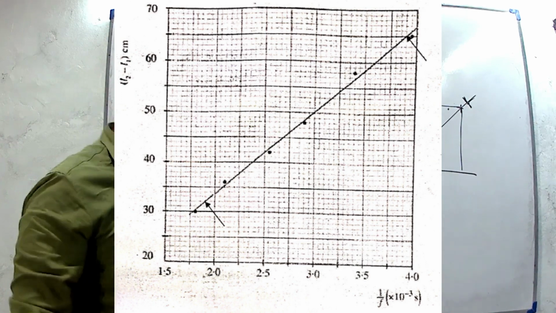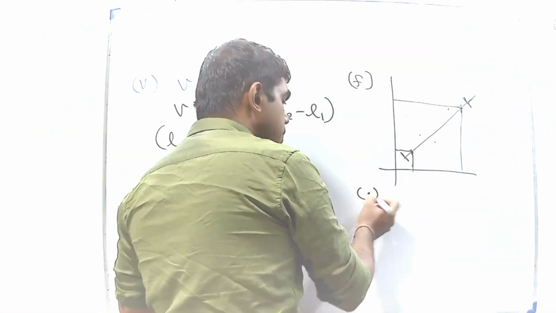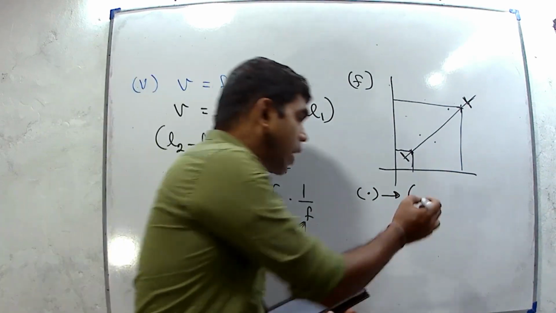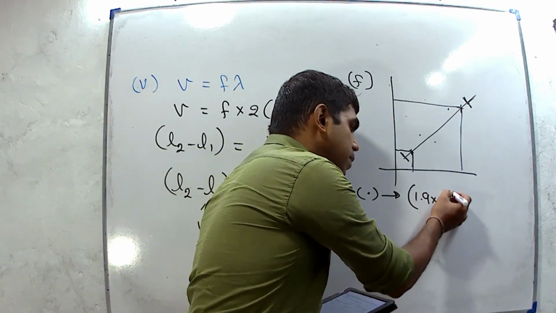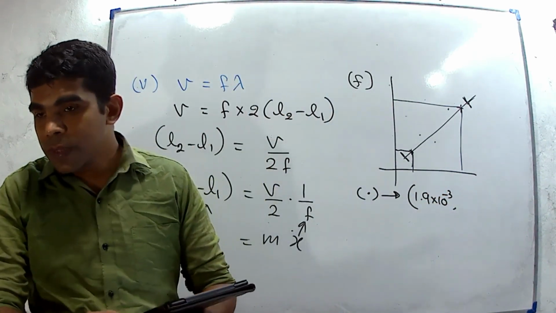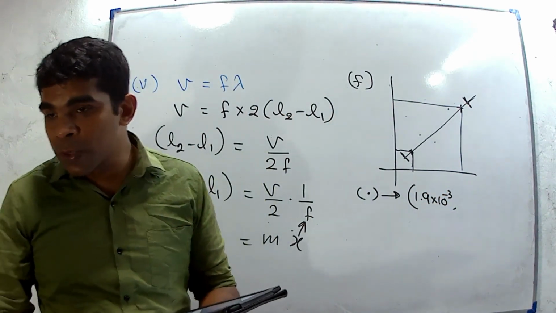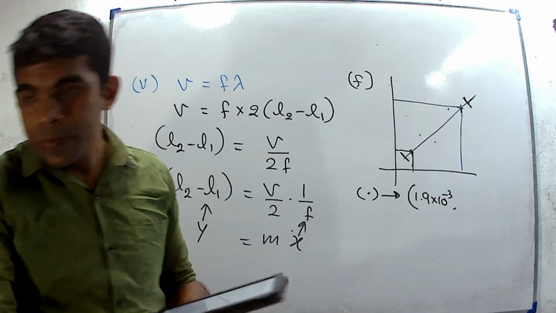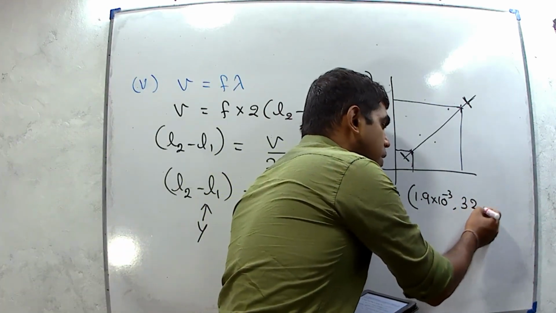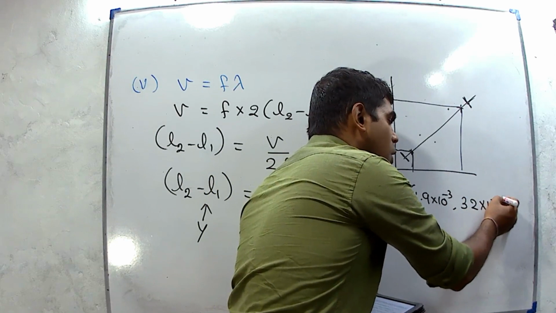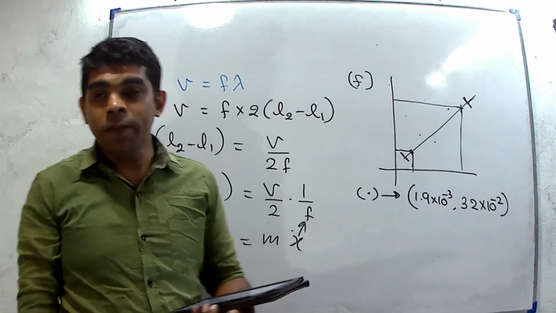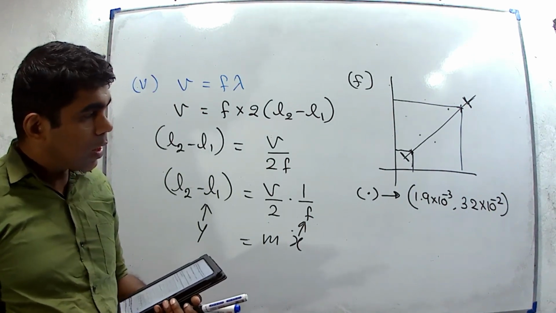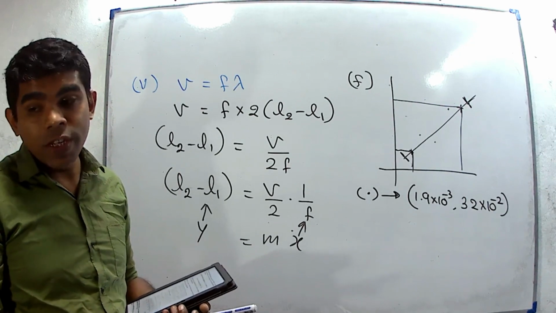Then we have to consider the first point: x value 1.9 into 10 to the power minus 3, and we have to consider the y value corresponding to the point, 32 centimeters. Therefore, we have to multiply by 10 to the power minus 2 to get the y value in SI unit.